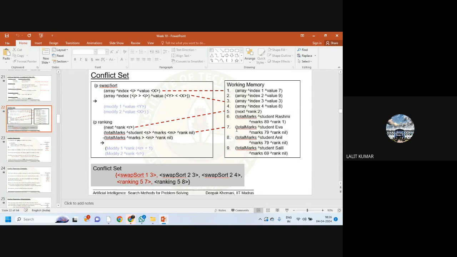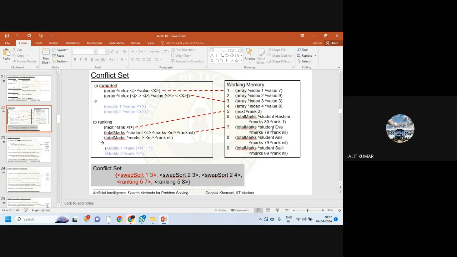So we go to 7. So 7, student Eva, marks 79, rank nil, pattern 2 matches. Pattern 3 is total marks are greater than M, should not happen. So 79 is not greater than M. So this will match, 7 will match.